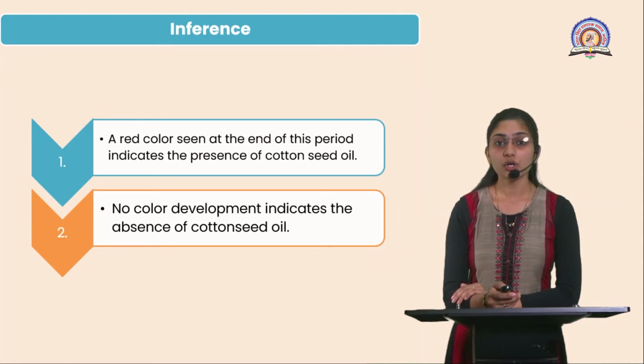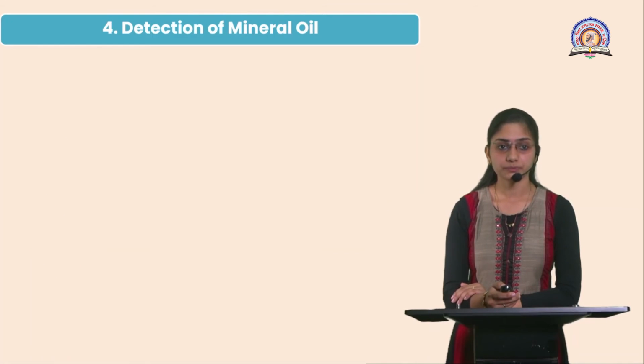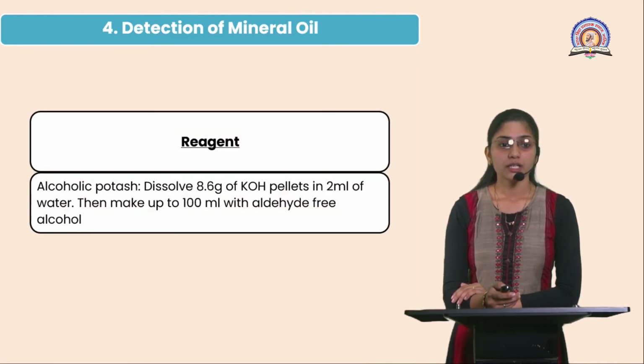And if there is no color development, then you can say that the given oil sample is a pure oil sample. There is an absence of cottonseed oil. The fourth method is detection of mineral oil. For this, you will require only one reagent, that is alcoholic potash.